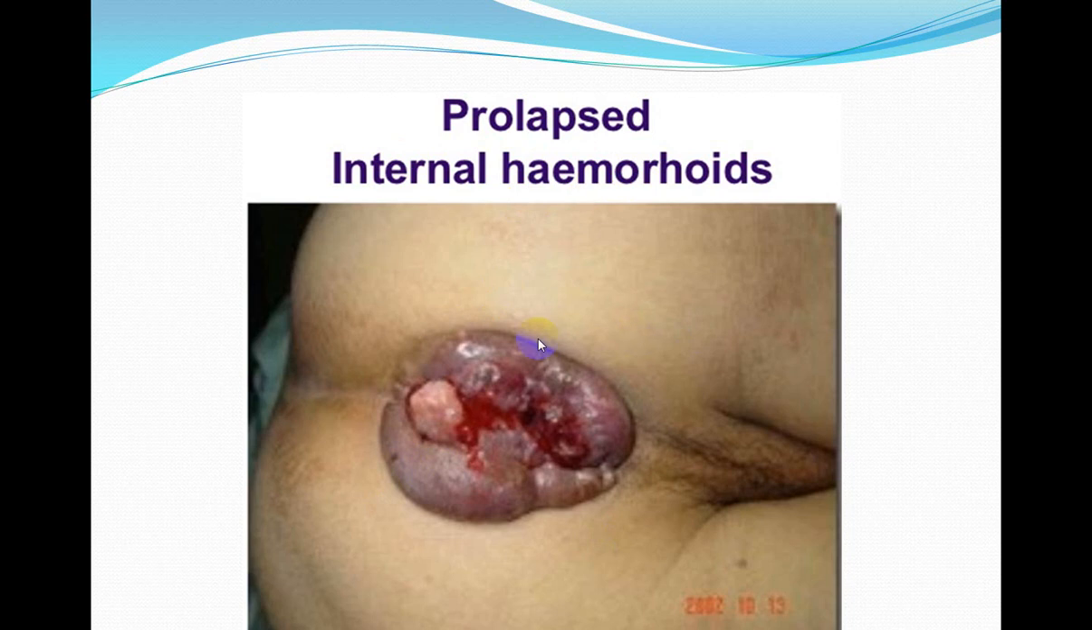Prolapsed internal hemorrhoid, also it is strangulated and entrapped by the anal ring. طبعا صاير بها thrombosis صاير بها rupture and bleeding. This is all that we have about the lecture 4.